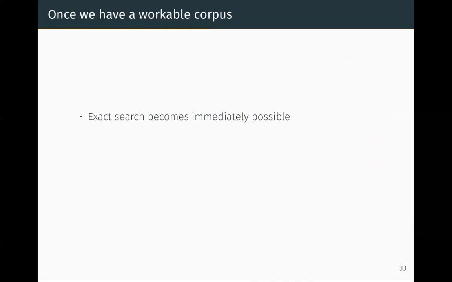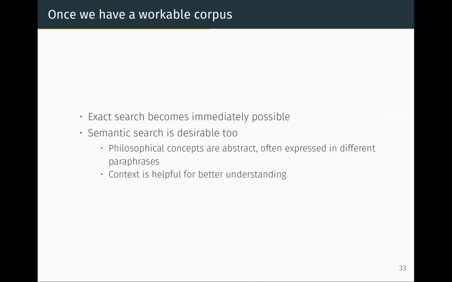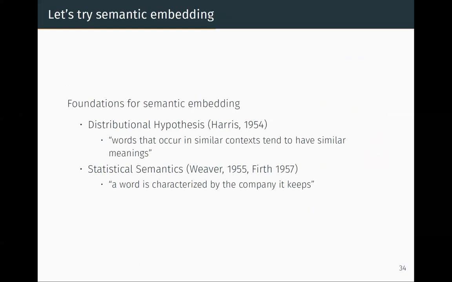How does it work? Okay. Once you have some kind of workable text, you can, of course, do the exact search. That's immediately possible. But you may also desire some kind of semantic search, because philosophical concepts are abstract. They are often expressed in different ways in different parts of the book, and the context is much more helpful for understanding what the author meant at the time. So at OCLC we have been trying to work with semantic embedding for a couple of years. First, I will give you some kind of foundation. The basic idea is that if you want to know a word, you look at the context of the word, and that will give you some indication of what this word means.